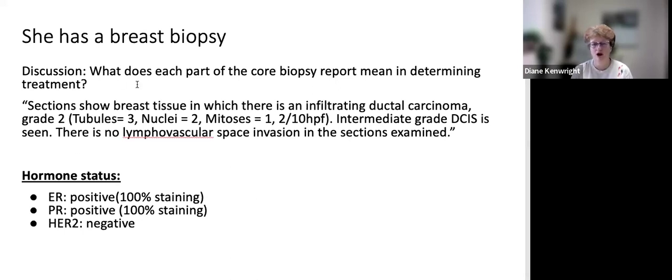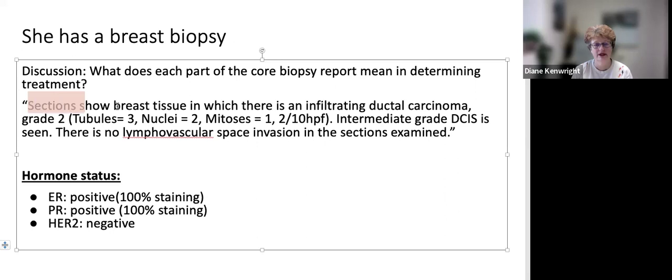What does each part of the core biopsy report mean in determining treatment? Right, so usually we start by saying what tissue is present. So it's breast tissue in which there is an infiltrating ductal carcinoma. Okay, so we know now that she has breast cancer, and usually our reports begin with the diagnosis. We then say what grade it is. So this is a feature that affects both the prognosis and treatment.